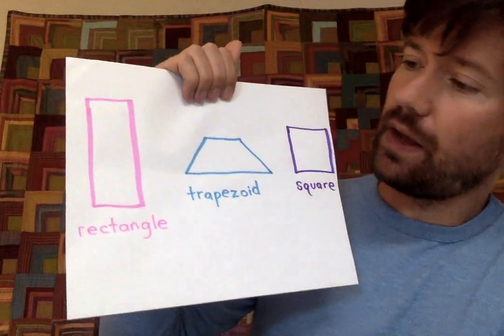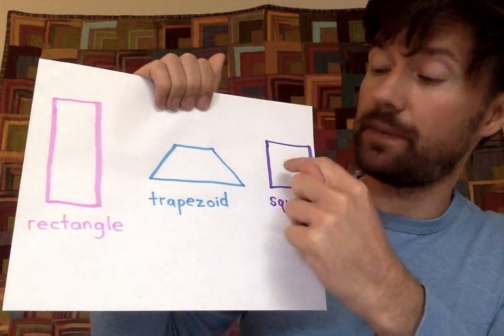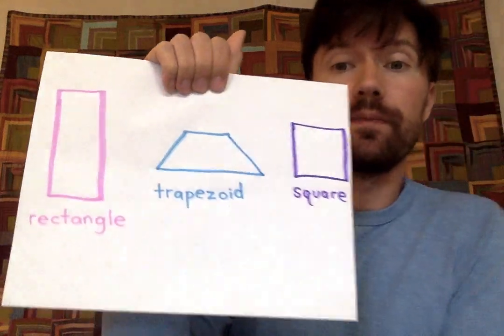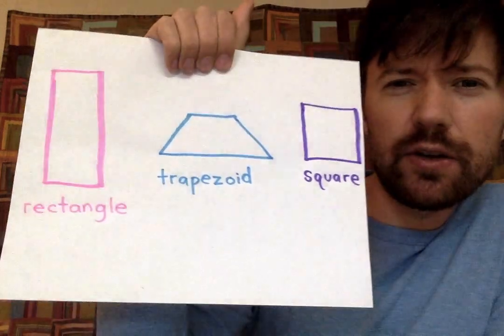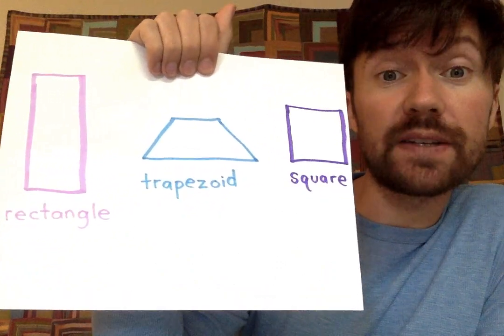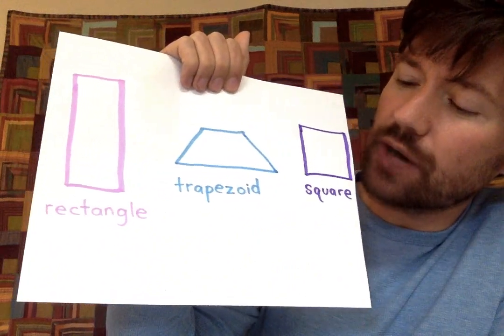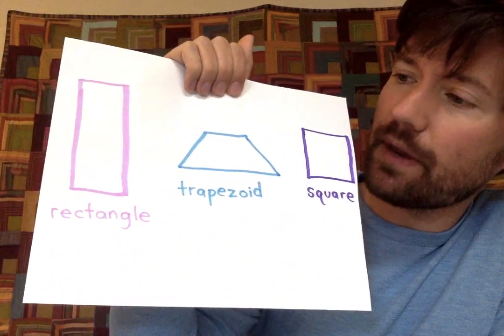Here's the next one. This picture has a rectangle, trapezoid, and a square. Take a moment to look at those shapes and think about all of their attributes. If you need, you can pause this video and talk with someone near you about those things. There's something that connects a rectangle, a trapezoid, and a square together. What is the same about all of them?